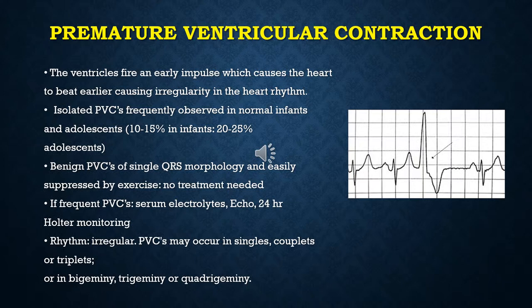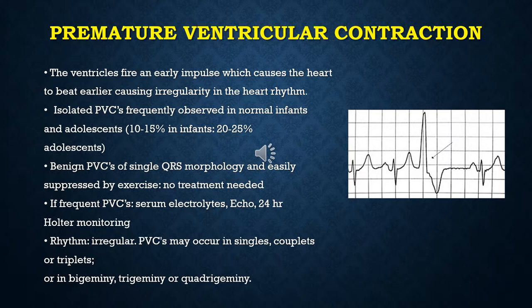We have isolated PVCs, which are frequently observed in normal infants, adults and adolescents, at a rate of 10 to 15%, and in infants a little bit higher, 20 to 25% in adolescents. Benign PVCs of single QRS morphology are suppressed by exercise. No treatment usually is needed.